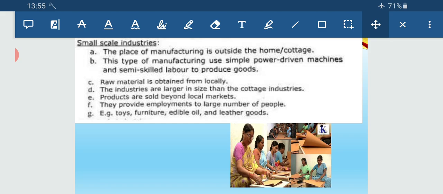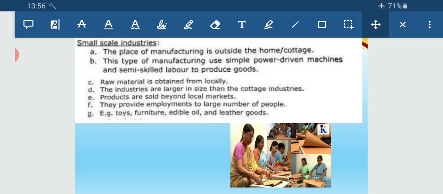The raw materials are obtained locally for the small scale, and the raw materials are obtained from far off places for the large scale. Second, the small scale industries manufacture nearby the location of our settlements, but the large scale manufacturing industries are far away from the settlement areas. Third point, the investment.